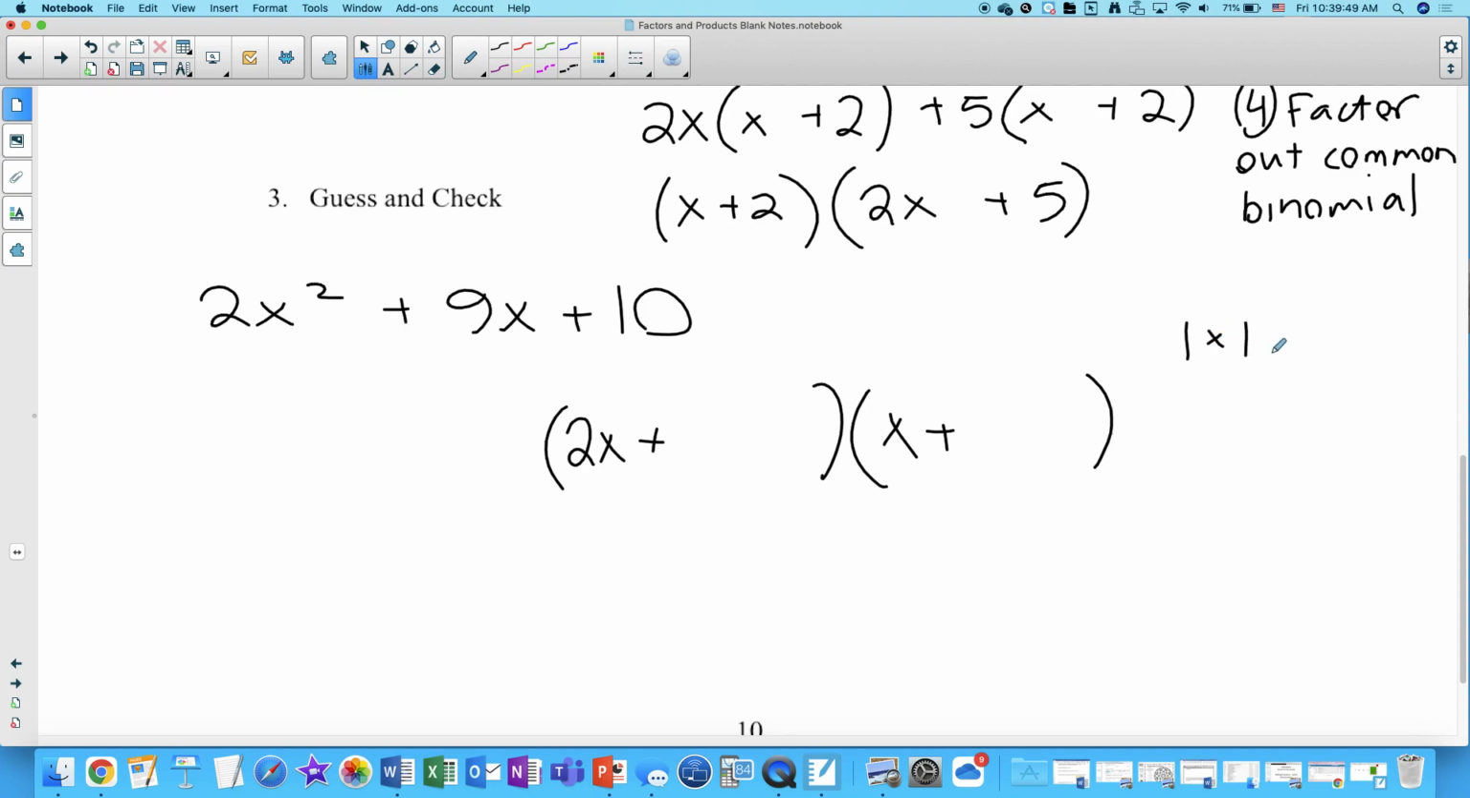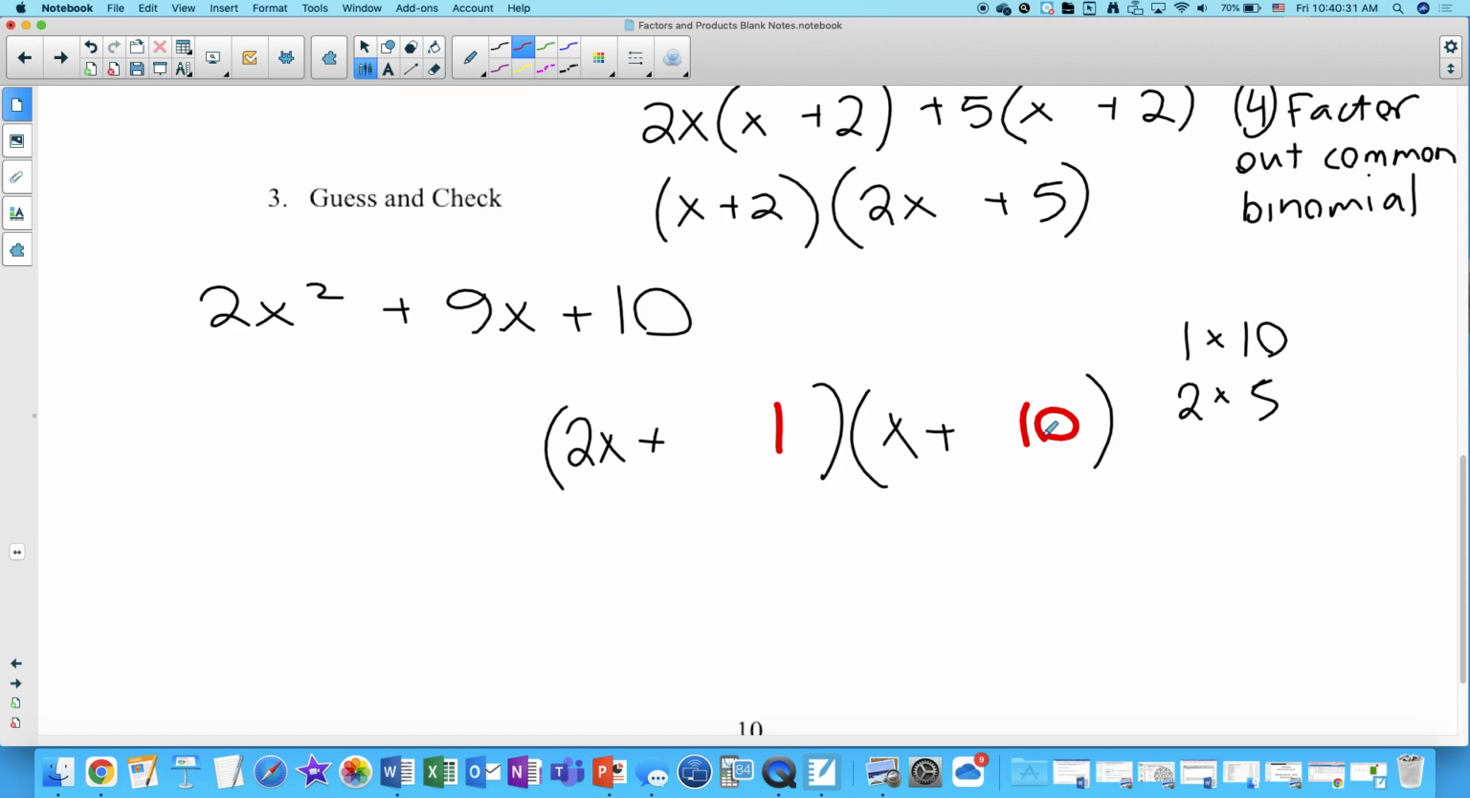And essentially what I'm going to do now is just plug things in and see what works. So let's say I plug in, I'm going to do this in a different color actually, a 1 and a 10. Well, the way that I've set this up, I already know that the first two are going to multiply to 2x squared, and the last two are going to multiply to 10. So I don't need to worry about that. What I need to worry about is the 2x times 10 and the 1 times x. And I want to see, do those add to 9x? So if I go 2x times 10, that's 20x, plus 1 times x is 21x. That's not 9x. So I've guessed this, I've checked it, it's wrong.